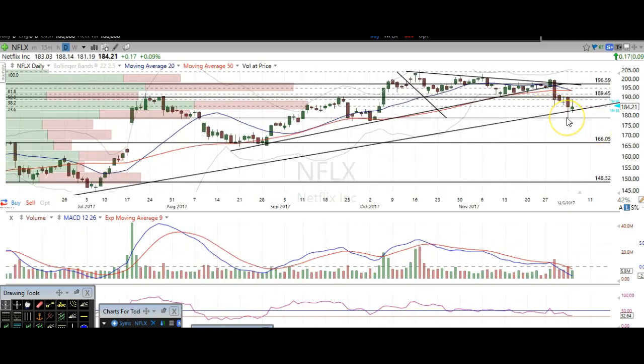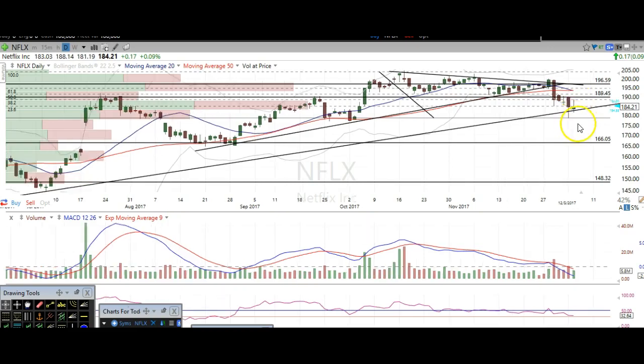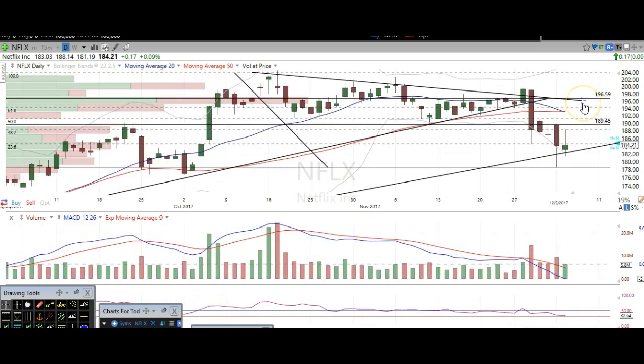I do think that we can definitely get a reaction off of this level. Just keep in mind that if we head higher into about that maybe 196, 195 range, I think that it could definitely see some kind of resistance there. We've got a downtrend line right here. I'll extend that for you.